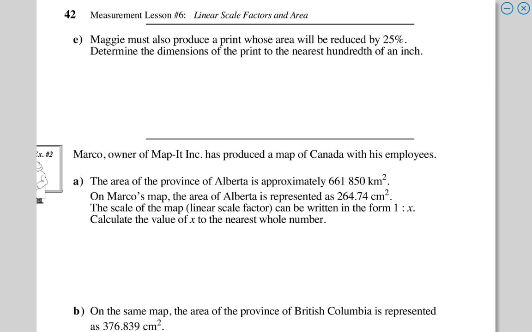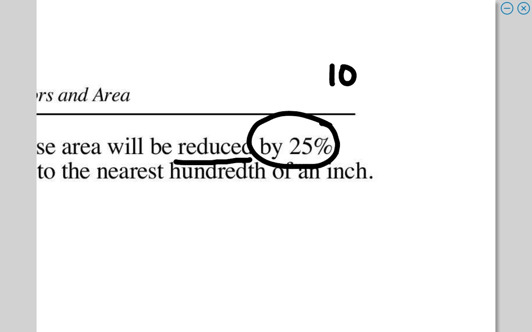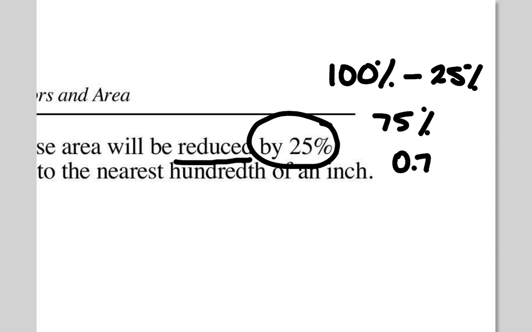Okay, same question, but over onto part E here. When we started the lesson, we were going to increase by 44%. This time we don't want to increase, we want to reduce by 25%. So start with 100%, because that's your original. And I want to reduce by 25, so I need to take away 25. And 75% has the decimal 0.75. So that's what we would multiply by.